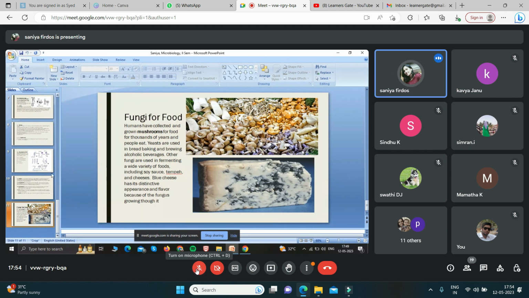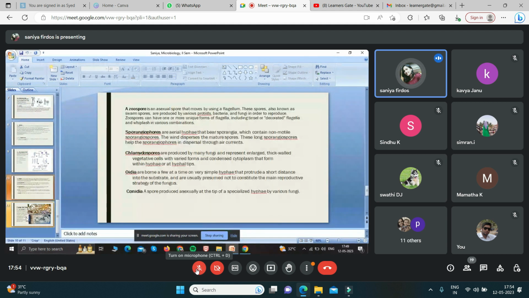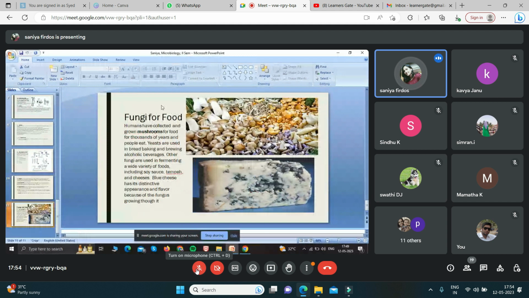Then, if we talk about the importance of fungi as food, humans have collected and grown mushrooms for food for thousands of years. It has been going on for more than 1,000 years. People eat fungus in form of mushrooms as well as yeast. They are used in baking, brewery, and alcoholic beverages. Other fungi are used for fermentation of a wide variety of foods, including soy sauce, tempeh, and cheeses.